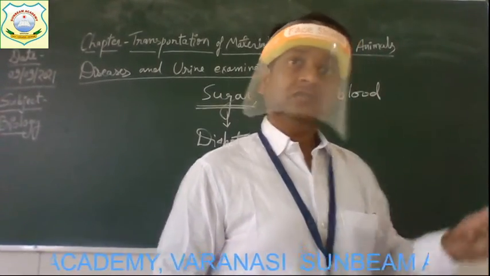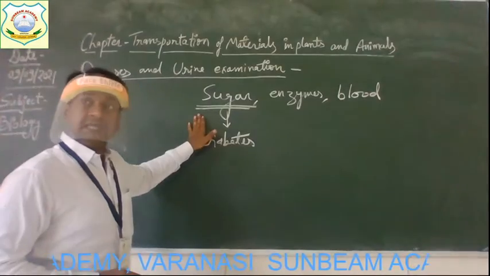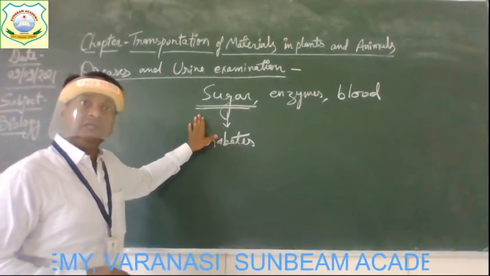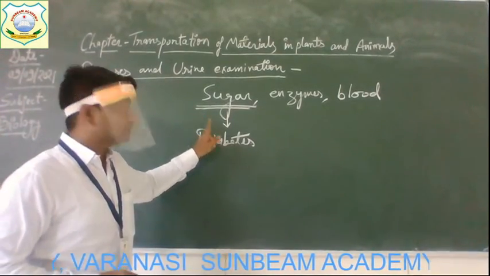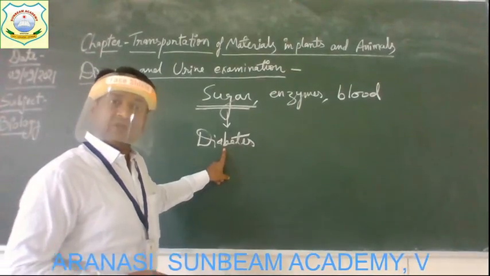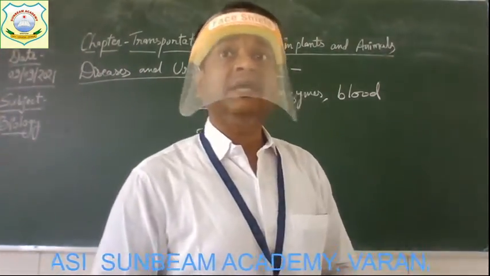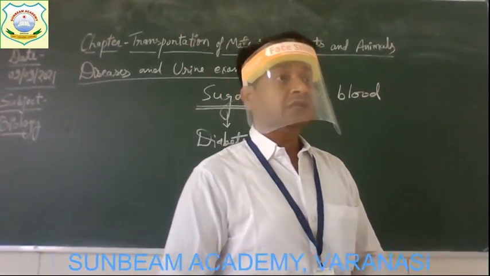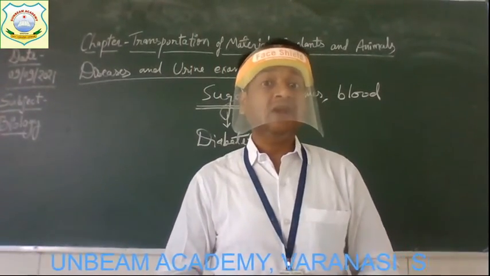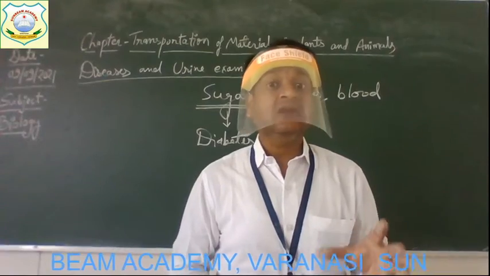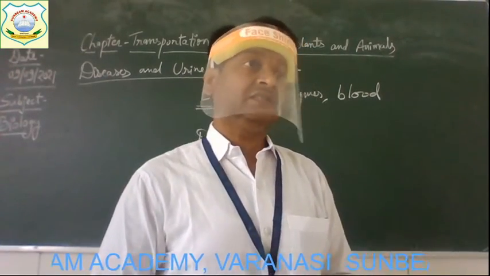Get it? Understood about this? Presence of sugar molecules in the urine indicates which disease? Diabetes disease. Very good. Now come to the next. The presence of blood in the urine. It may be the sign of what? It is a sign of damaged kidneys.